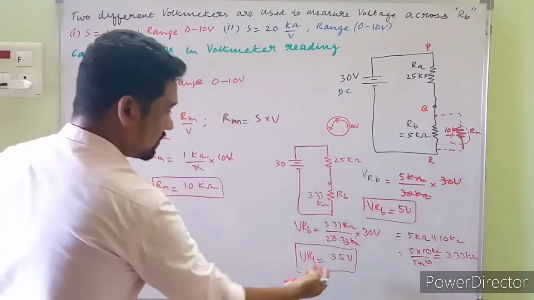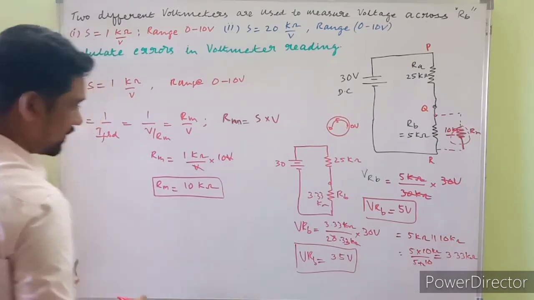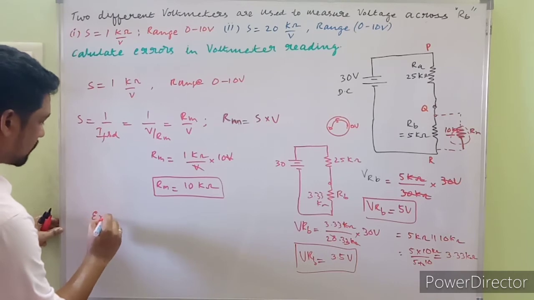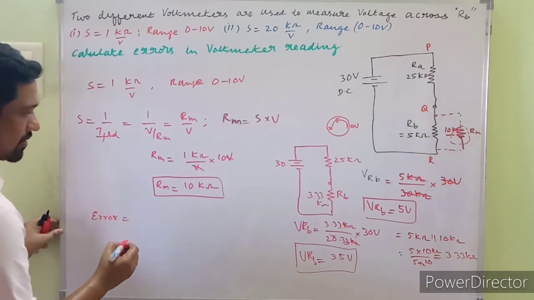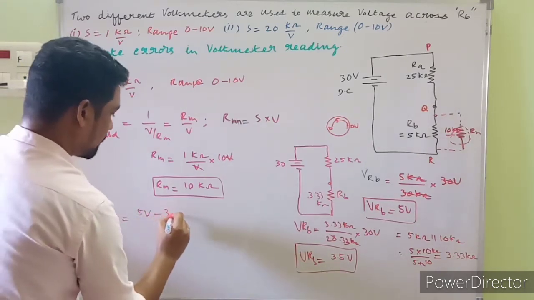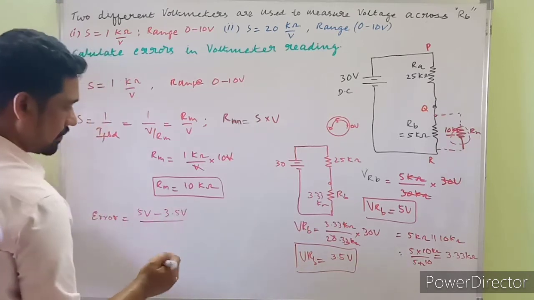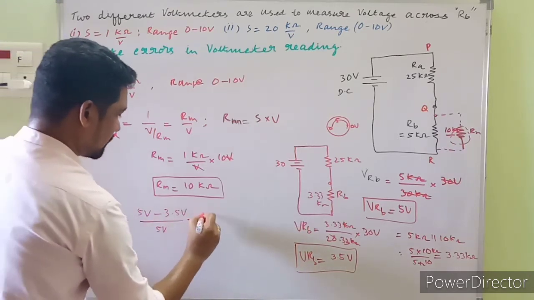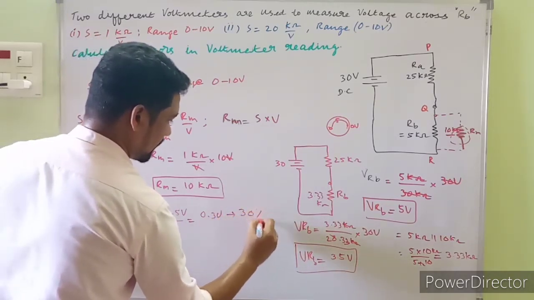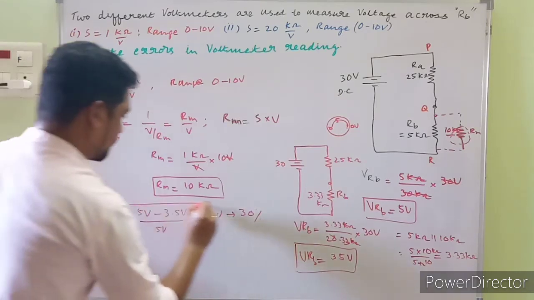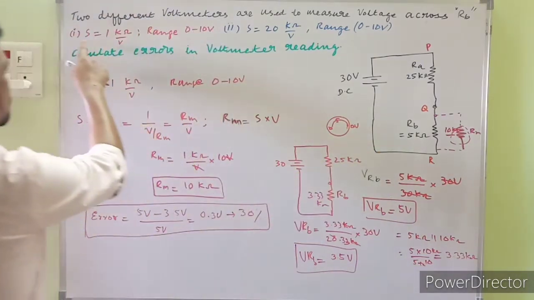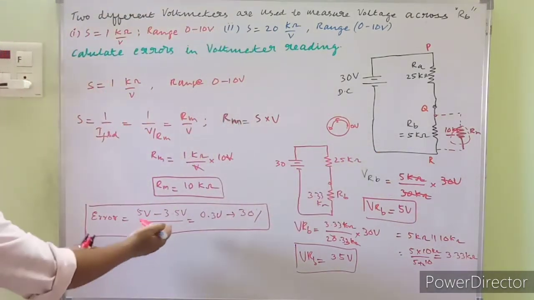Now how do we evaluate the error for the voltmeter? What expression do we have for error? Error is the true value, 5 volts, minus the indicated value, 3.5 volts, upon the true value, 5 volts. Simplifying this, it's 0.3, and converting that, it's 30%. Guys, we have a 30% error while measuring the drop across RB using voltmeter 1. Please make a note.